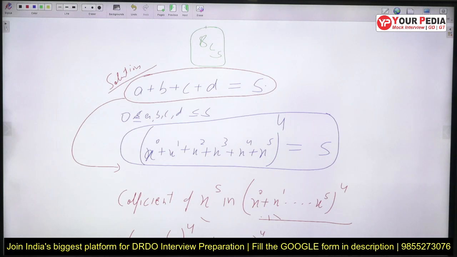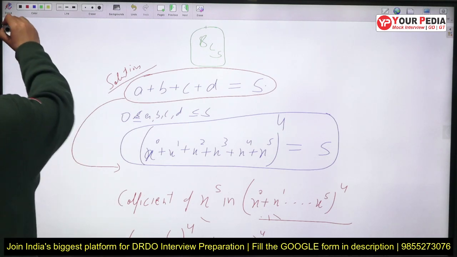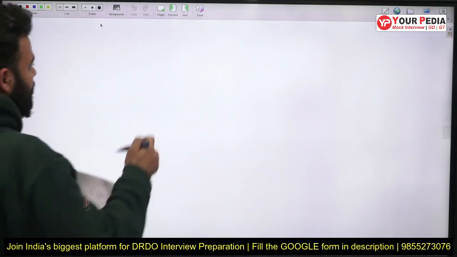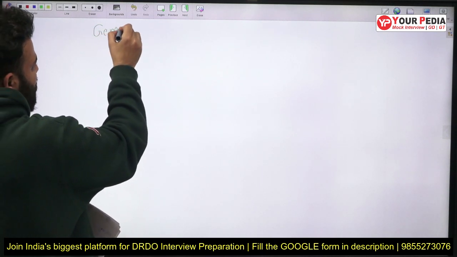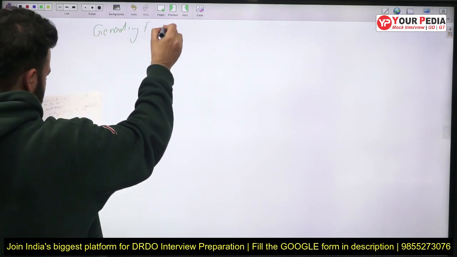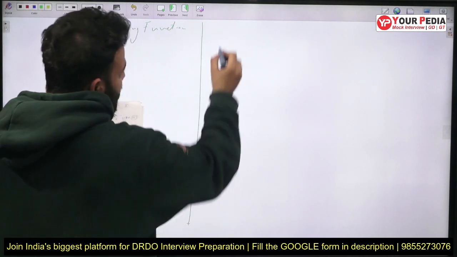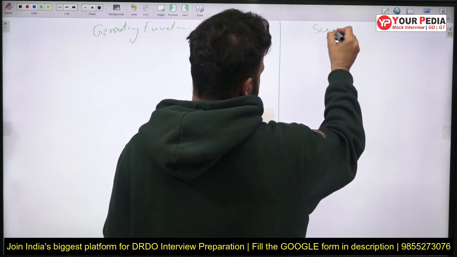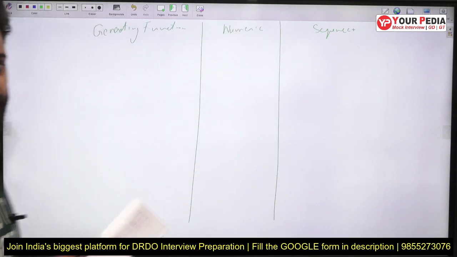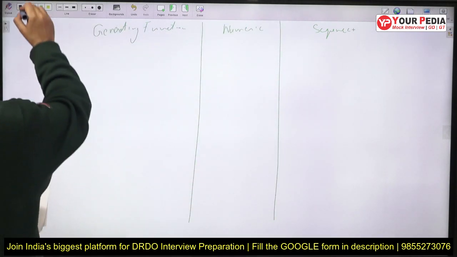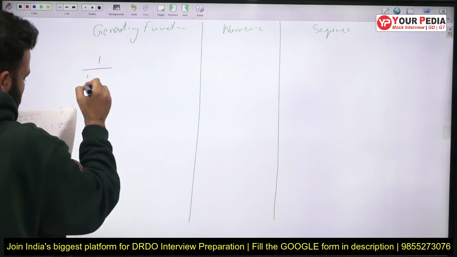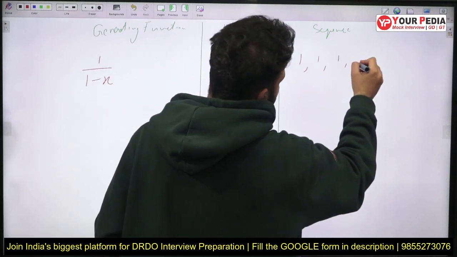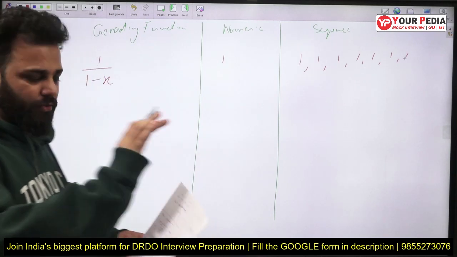Now let's move on to the sequences. Now how the sequence works, how you can find the sequences for a generating function. So here I will write the generating function, here I will write the numeric value, and here I will write the sequence. There are some methods to it. First of all, the first basic generating function is 1 by 1 minus x. The numeric value for this is 1, and the sequence generated by this is 1 1 1 1 1 1 1, and so on.